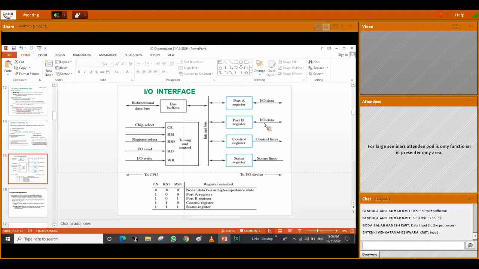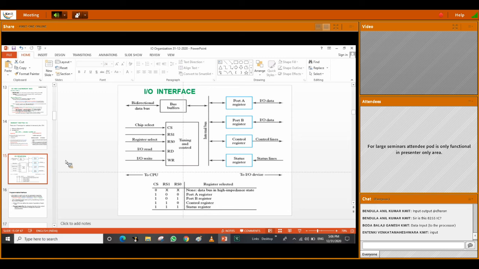In the control register, every control signal is placed. That is, where the data has to be sent, where we are sending the data to the CPU. And the status of the register and peripheral is stored in the status register. Here the status register stores the peripheral device data.